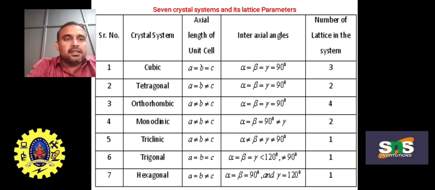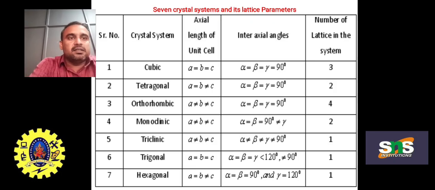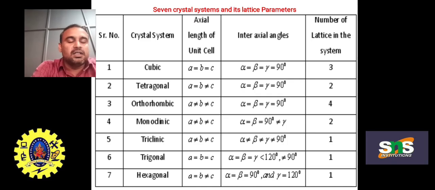Then the next, this table shows the number of possible types in each system. For example, in cubic there are 3 different types: simple cubic, BCC, body-centered cubic, and FCC, face-centered cubic. Then the tetragonal, there are 2 types, simple and body. Then orthorhombic, all 4 types are available: simple, body, face, and base. Then monoclinic, triclinic, trigonal, hexagonal, and only the simple lattice is available.